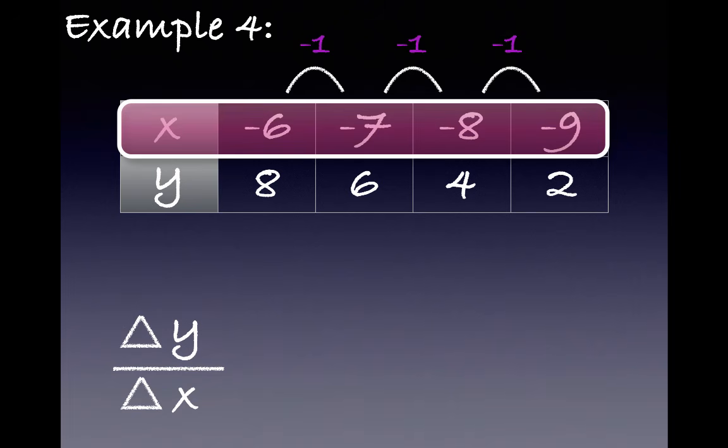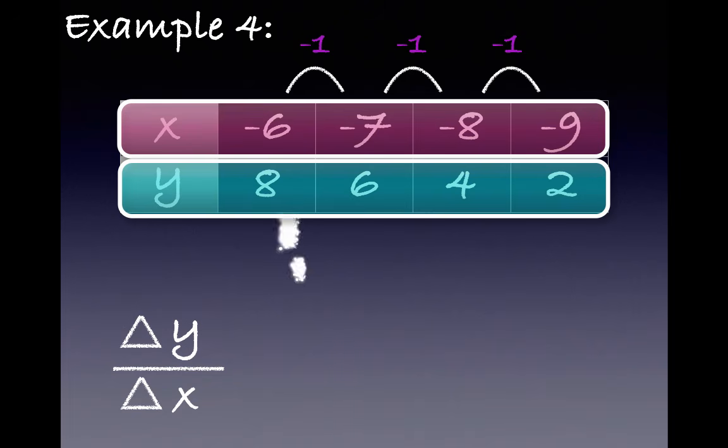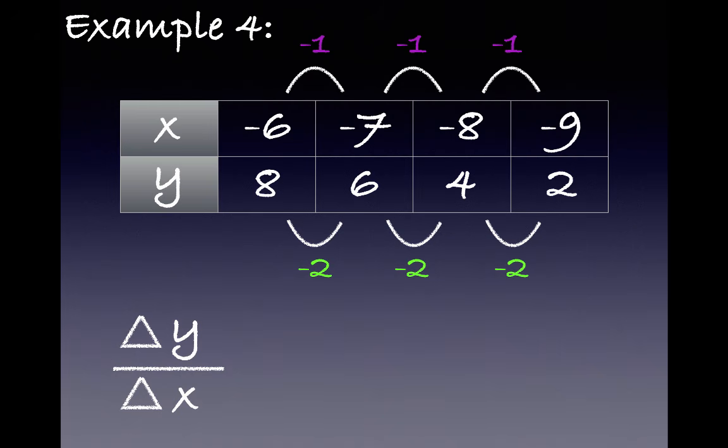On the bottom with the y's, those are also decreasing. From 8 to 6 would be down 2, so we'll write -2. -2 again, and then from 4 to 2 would be down 2, -2. Now when we look at the changes in the y values over the x values, we'll have -2 over -1. And then we have to remember that two negatives would equal a positive. So we would have to simplify this to just be a +2 for the slope.